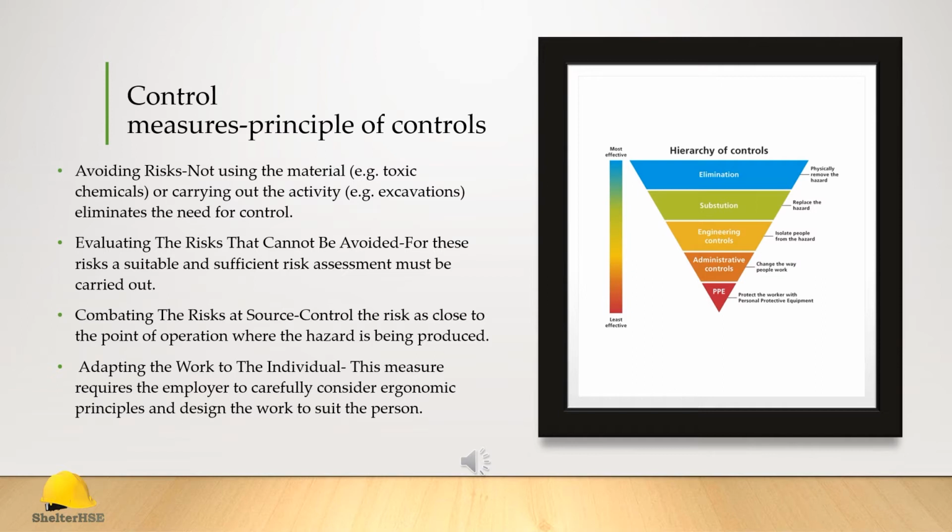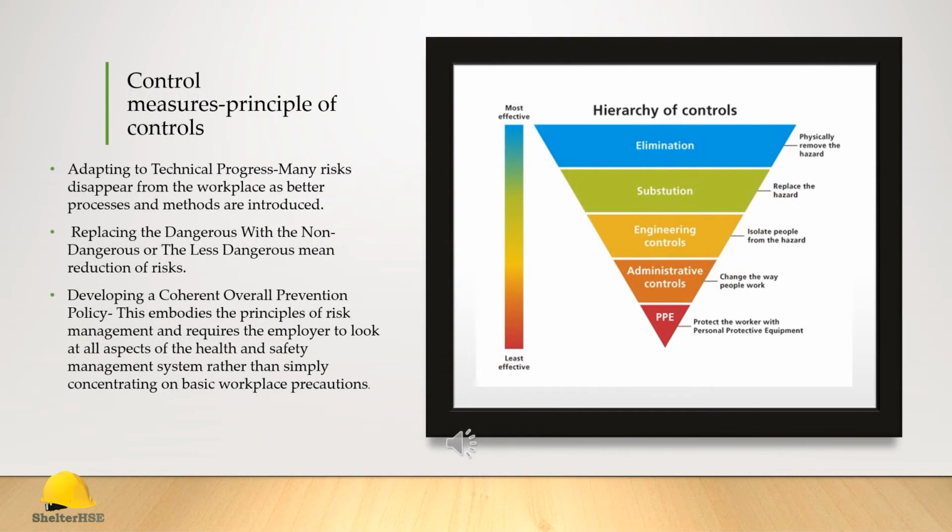Adapting the work to the individual. This measure requires the employer to carefully consider ergonomic principles and design the work to suit the person. Adapting to technical progress. Many risks disappear from the workplace as better processes and methods are introduced. Replacing the dangerous with the non-dangerous or the less dangerous means reduction of risks. Developing a coherent overall prevention policy. This embodies the principles of risk management and requires the employer to look at all aspects of the health and safety management system rather than simply concentrating on basic workplace precautions.